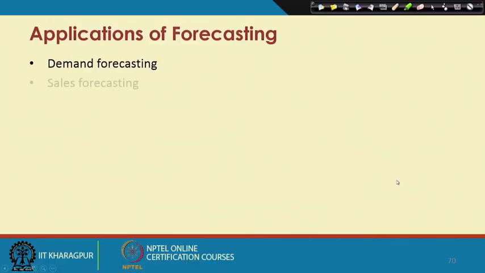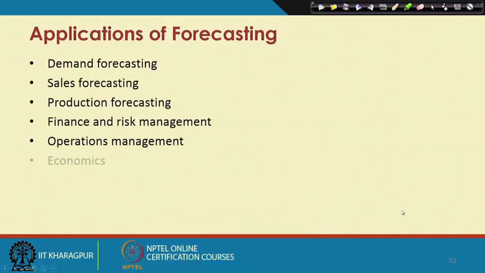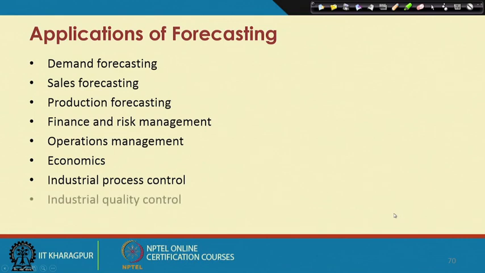So far as the applications of forecasting are concerned, there are n number of areas through which you can do the forecasting. For example, you can go for demand forecasting, sales forecasting, production forecasting, finance and risk management forecasting, operations management forecasting, economics forecasting, and then industrial process control and industrial quality control. These are the areas where the use of forecasting is very significant, and we can do this forecasting as per the particular engineering problem's requirement.